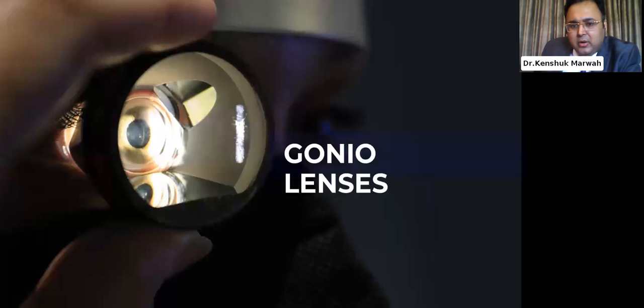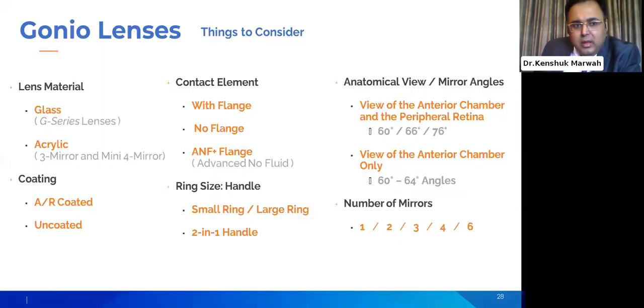So now coming on to the next lenses, which are the gonio lenses. So for gonio lenses, the thing to consider is, what are the types of gonio lenses? This is the one thing that we as fellows, as consultants, as clinical practitioners, need to decide: which material to take. The lens materials usually are glass or acrylic. So the glass series comes with the G series written on it, and the acrylic lenses are usually the 3 mirror and the 4 mirror lenses.